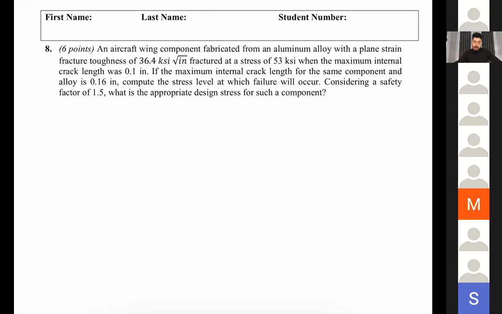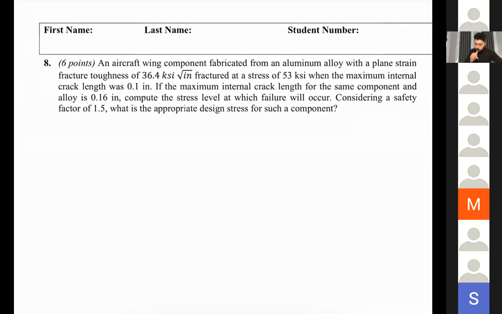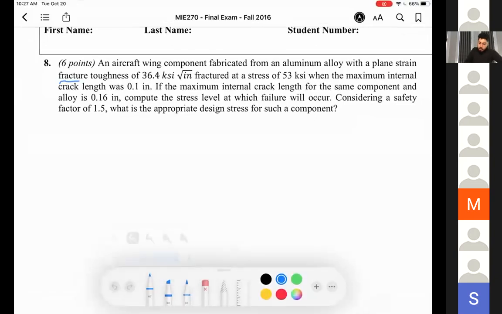Okay, so what's the question asking us first off? I'd solved a very similar problem. It's just different units. So maybe that's why you're all a little confused. So you're given the plane strain fracture toughness, right? Which is what? What's the plane strain fracture toughness? Okay, I know what the value is. What's the unit? Sorry, K1C. What's the variable, I should say? So 36.4, that's KSI per root inch.